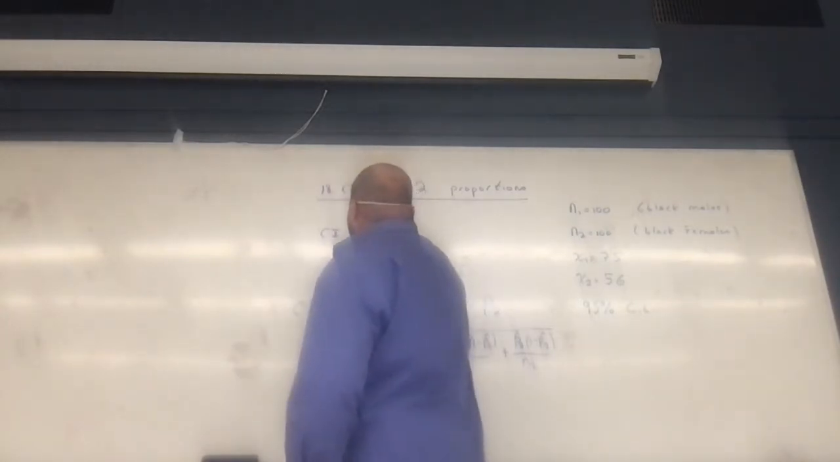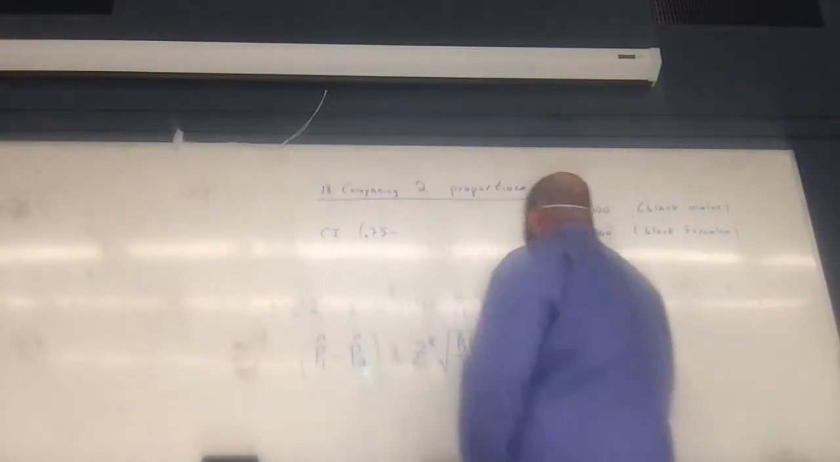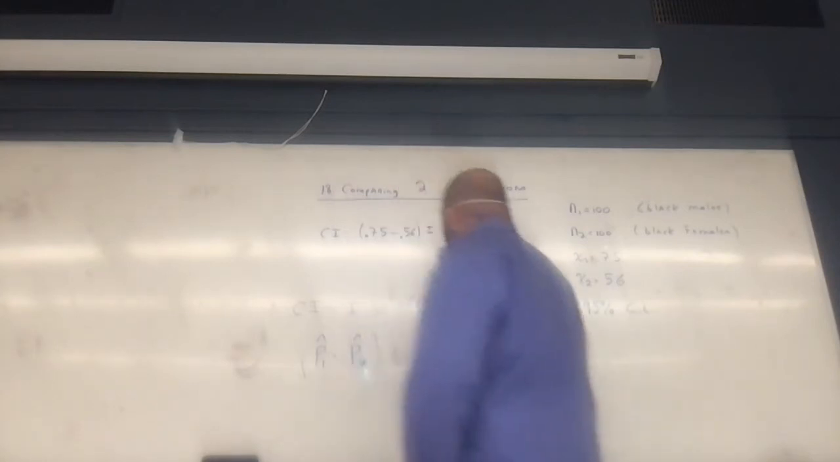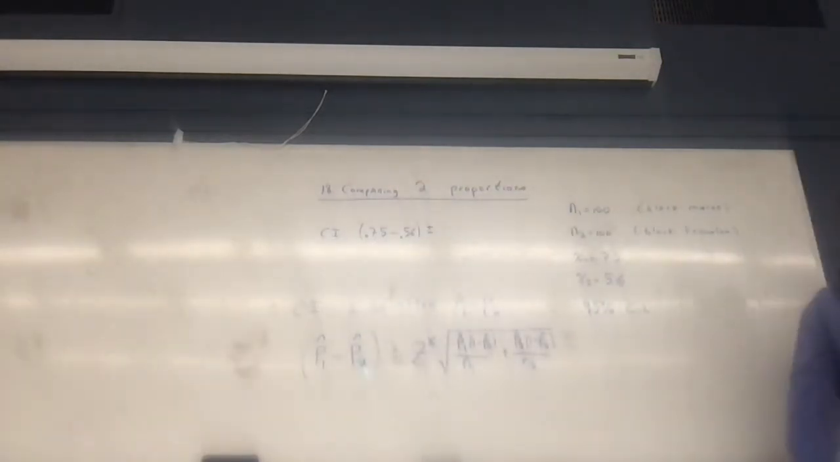0.75, or 75 over 100. I don't care if you do decimal or fraction. What is P2 hat? 0.56 plus or minus. What is my Z star for 95% confidence?